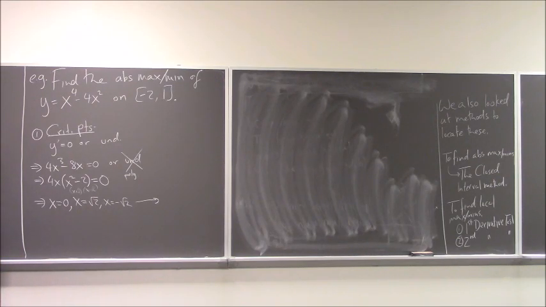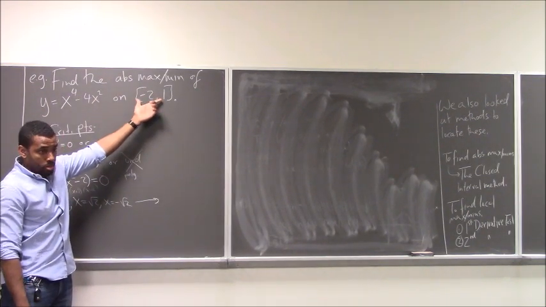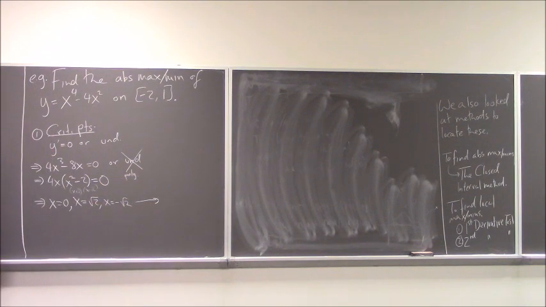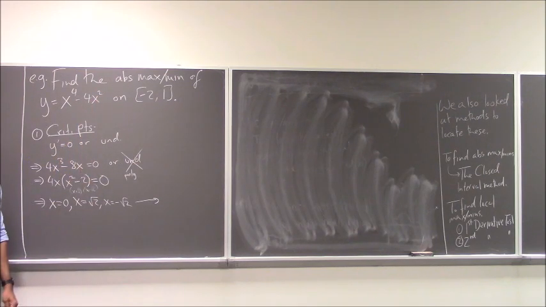So first of all, you need to remember that when we're talking about absolute max and min and we're given an interval, the interval is going to be important. This is one of the things I want to emphasize here. So now, are all these numbers in the interval? Is something that you always have to check.